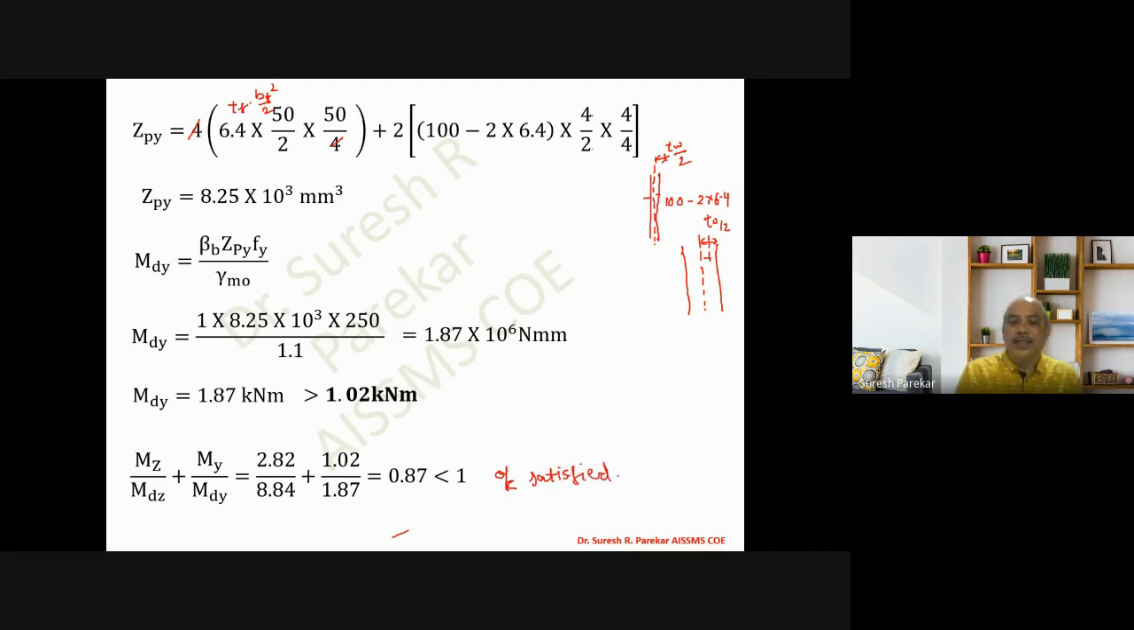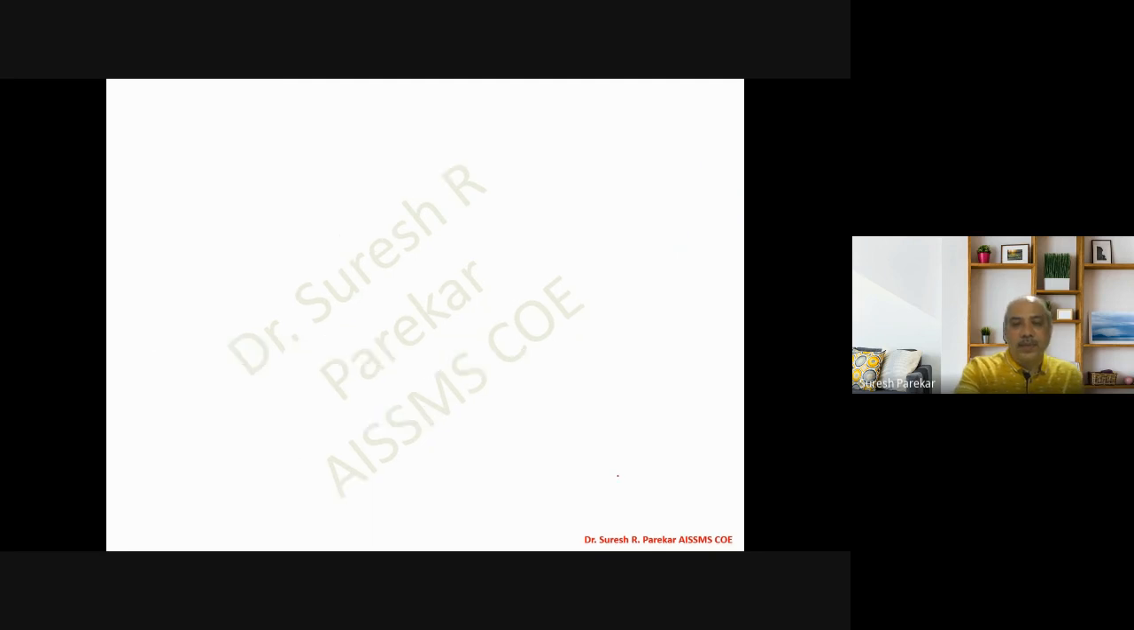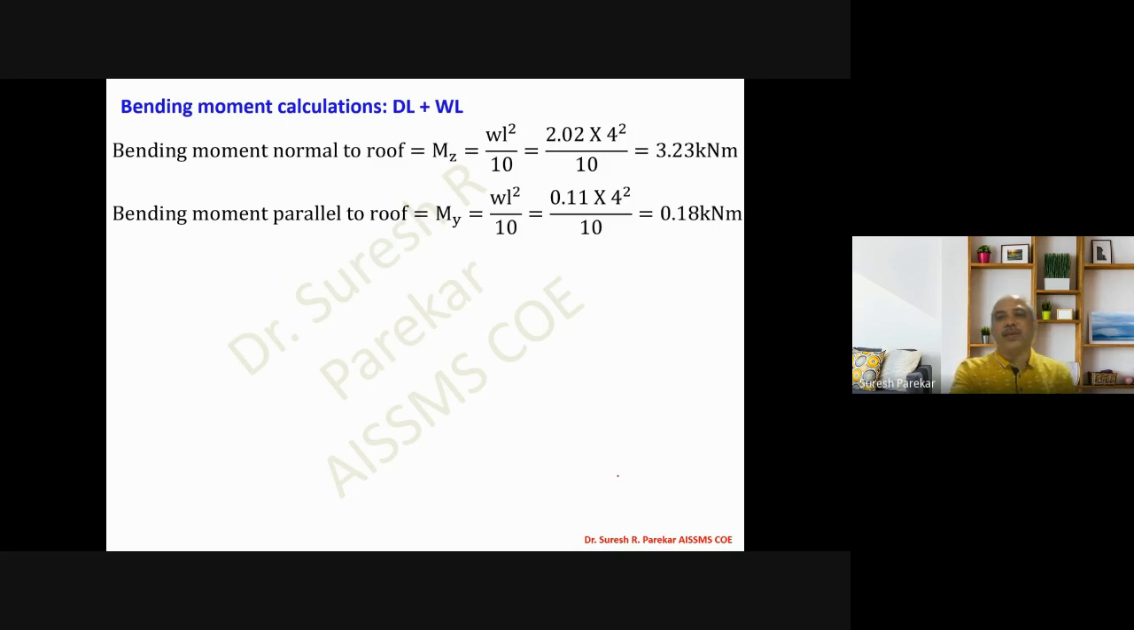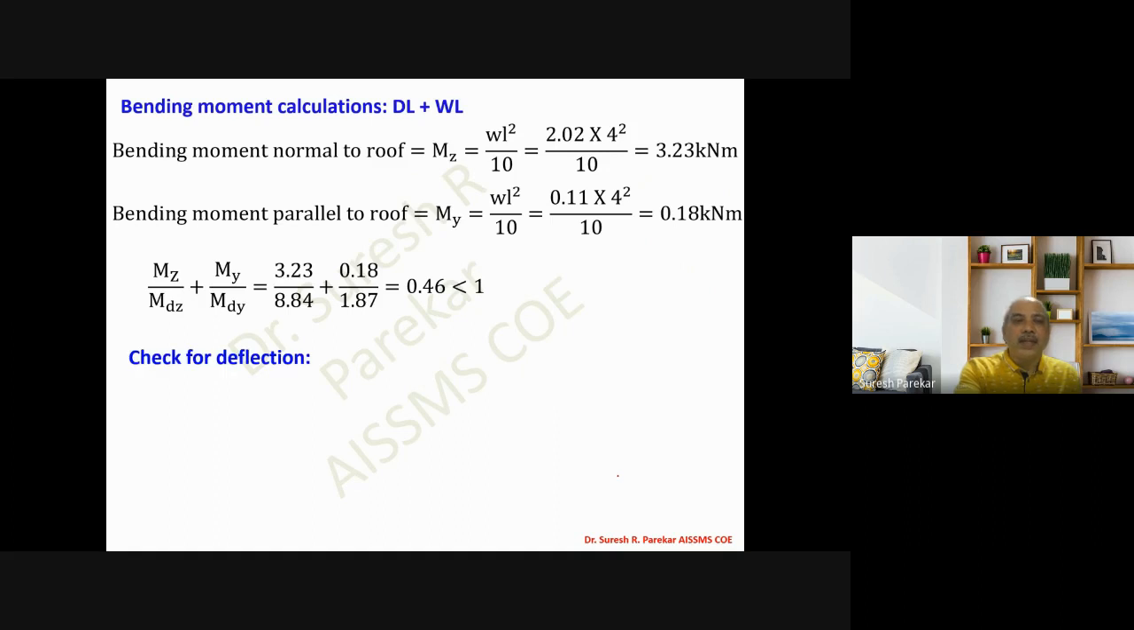So we have to provide ISLB 100, and that is at 80 Newton per meter. And then we have to check it for dead load plus wind load calculations. So MZ we have 3.23, MY we have 0.18, and that value comes 0.46, which is less than 1. And then we have check for deflection. So we have cladding, that is GI sheet, galvanized iron.